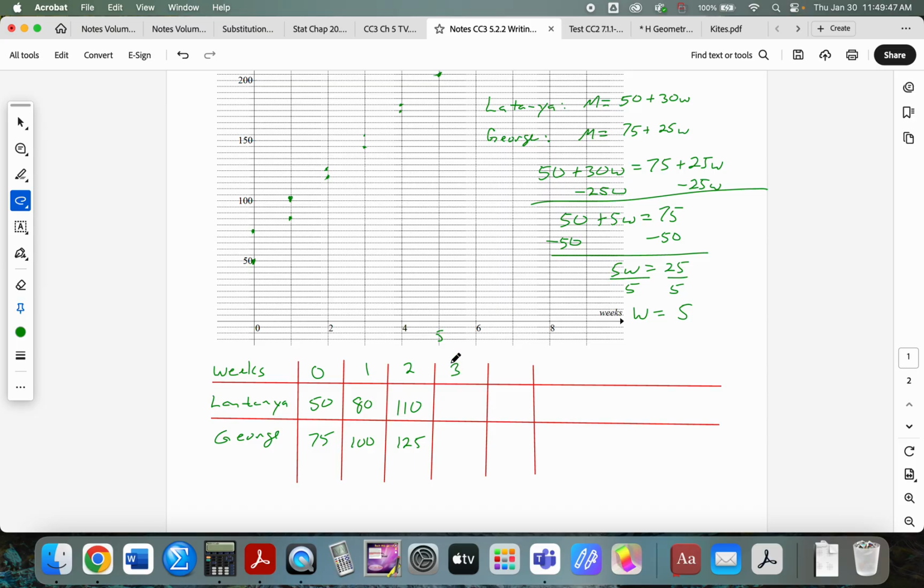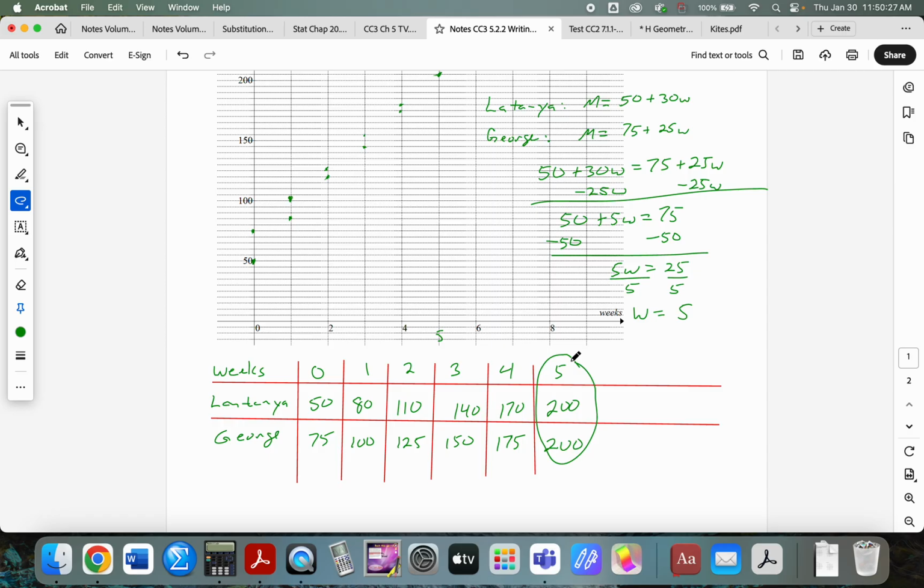And this is sort of like what you were doing with the graph, right? It's just in a different format. So after 3 weeks, another 30 is $140, and another 25 here is $150. They're getting closer. After 4 weeks, that's $170, and this is plus 25, $175. After 5 weeks, they're both at $200. So any of those would be fine.